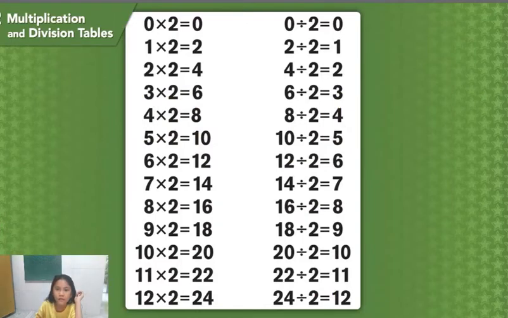1 times 2 equals 2. 3 times 2 equals 6. 4 times 2 equals 8. 5 times 2 equals 10. 6 times 2 equals 12. 7 times 2 equals 14. 8 times 2 equals 16. 9 times 2 equals 18. 10 times 2 equals 20. 11 times 2 equals 22. 12 times 2 equals 24.